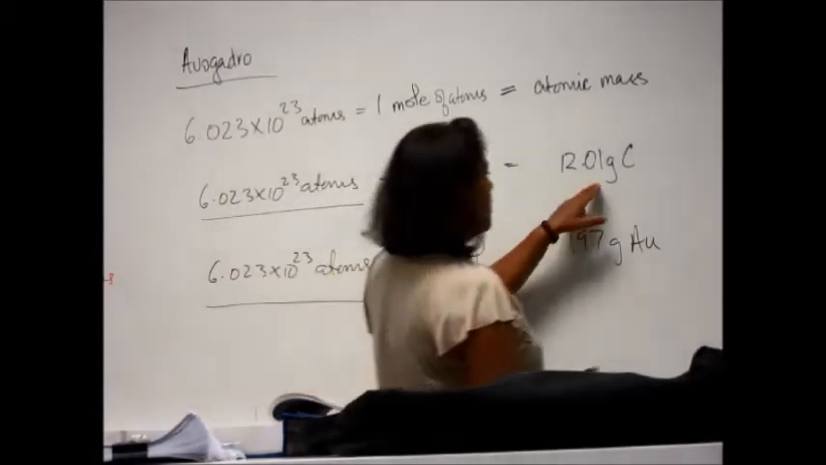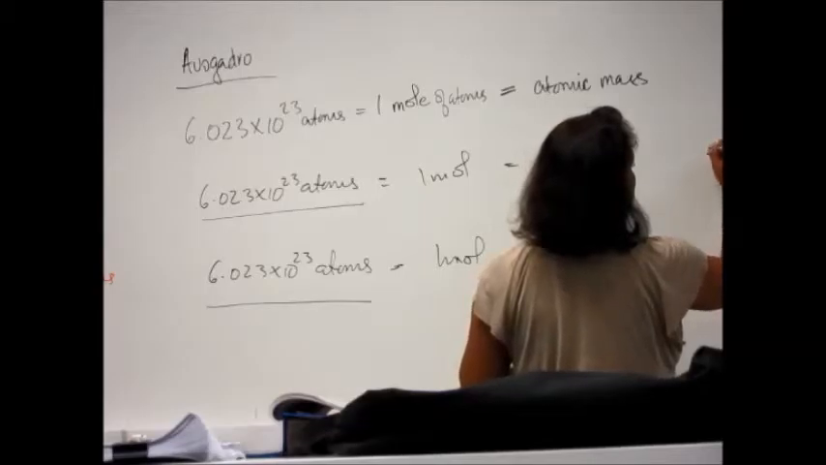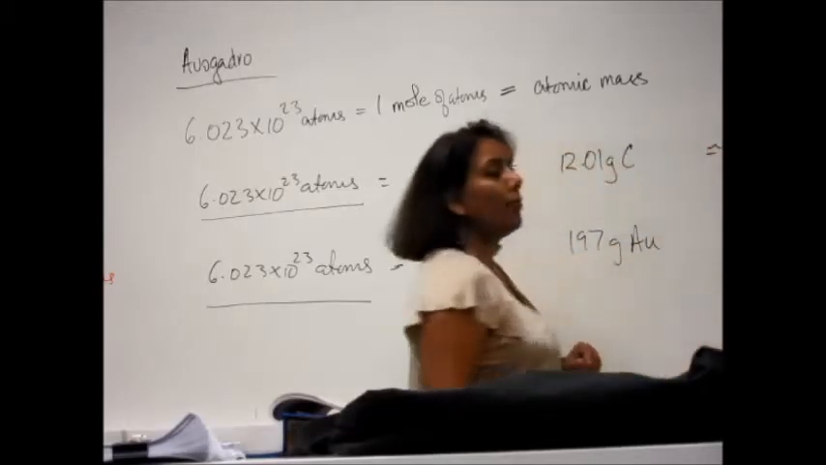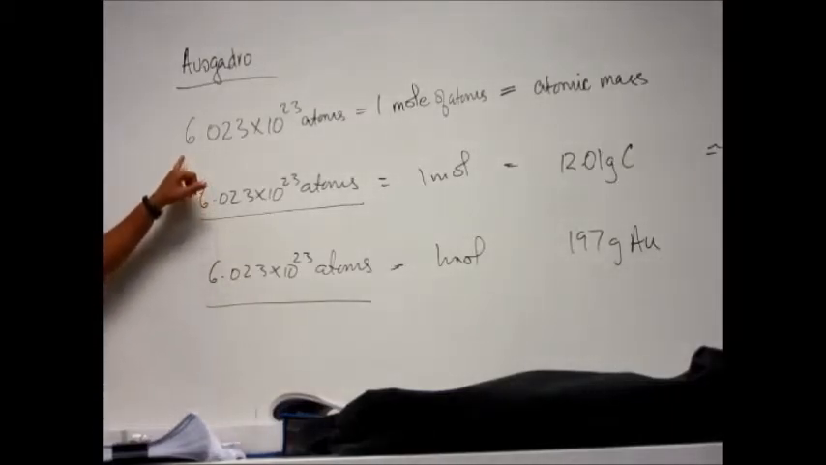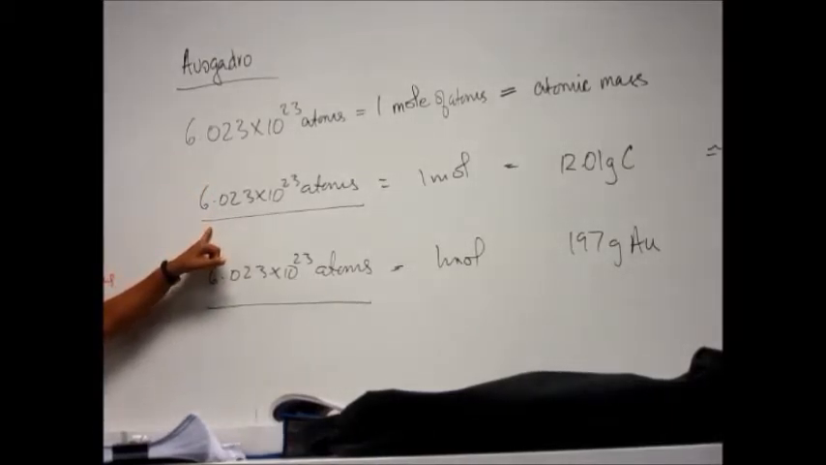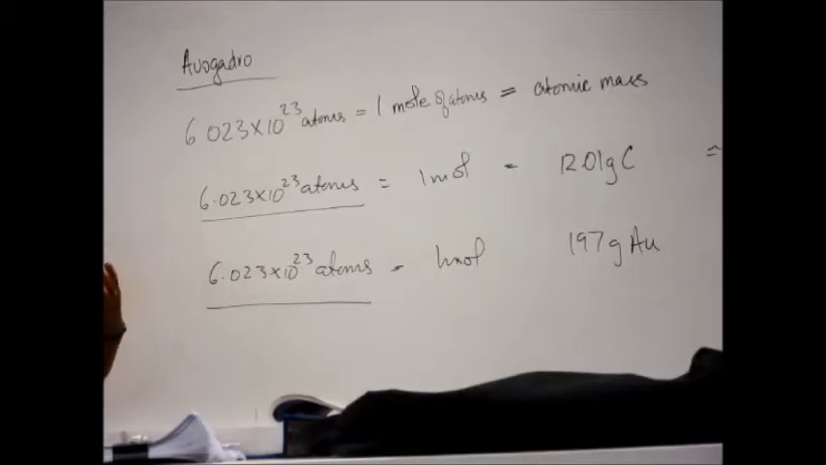Let me divide this by 2. So let's say you have about 6 grams of carbon. How many atoms will I have now? I will take this and also divide it by 2. See, there's a ratio there that you can use, which means that that is my conversion factor also.